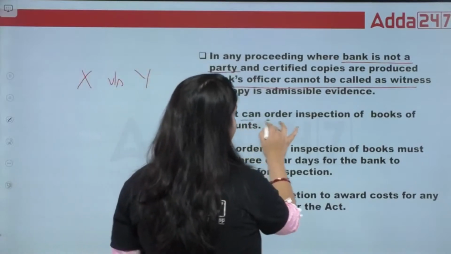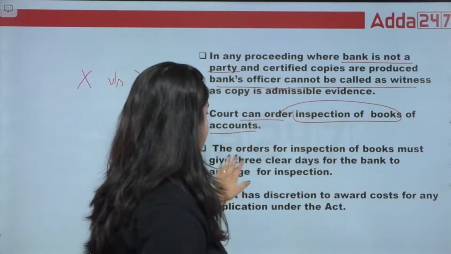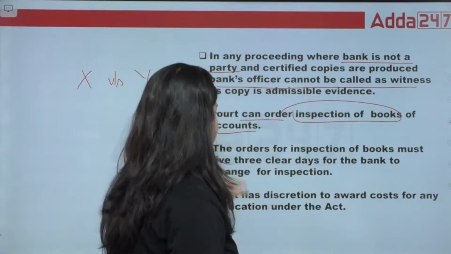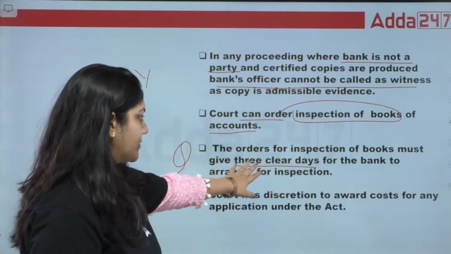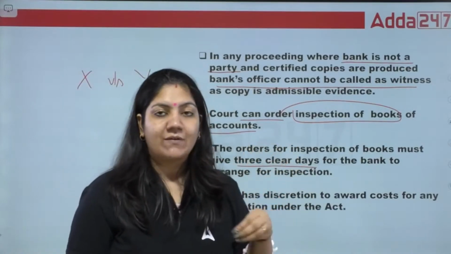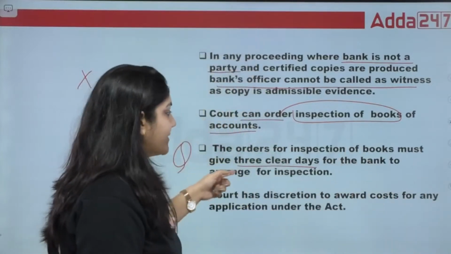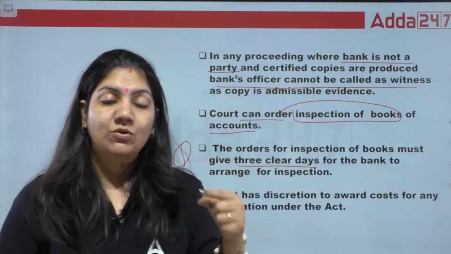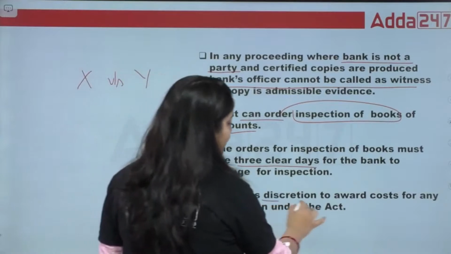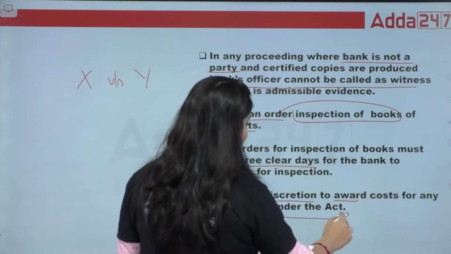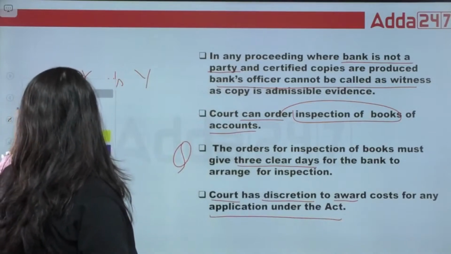The court can order inspection of the books of account. The order for inspection of books must give 3 clear days. This is very important, and it can come in the form of a question. It means that if the court gives an order, it must give 3 clear days, and 3 clear days include 3 working days, excluding public holidays and Sundays. The court has discretion to award costs for any application under this. So it is the discretionary power of the court.